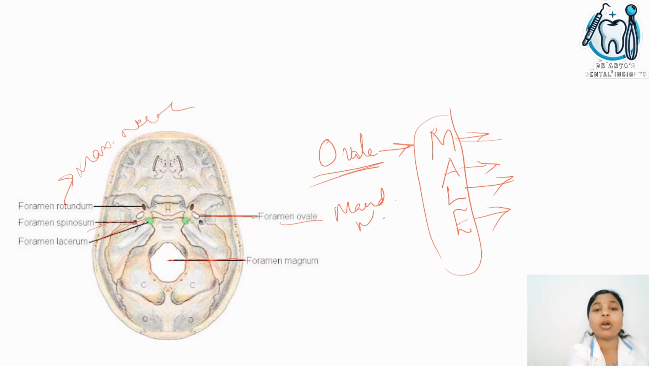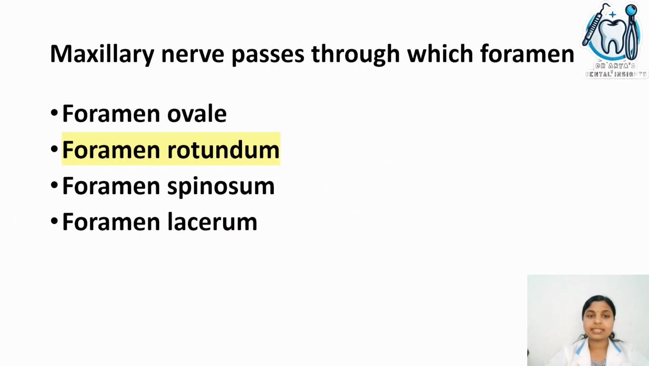Then foramen spinosum: middle meningeal artery, meningeal branch of mandibular nerve and posterior trunk of middle meningeal vein. And foramen lacerum: meningeal branch of pharyngeal artery. So the correct answer is foramen rotundum.